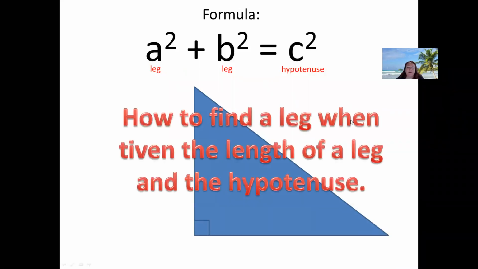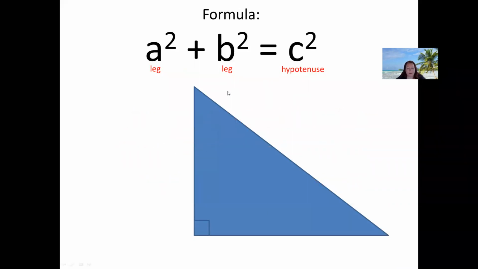So now we're going to find a leg when given the length of a leg and the hypotenuse. Sorry for that little typo there. So anyway, I'm given a leg. A is 6. C is 10, that's the hypotenuse. And B, we don't know what that is.